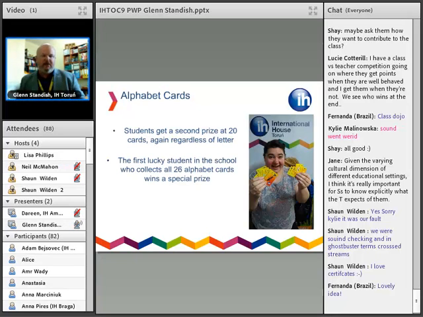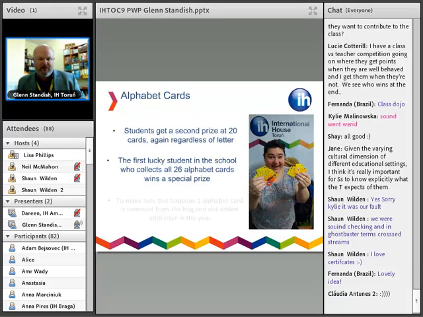But the first lucky student in each class who collects all 26 different alphabet cards, so the idea is they've got to swap their cards, gets a special prize. This may be like a board game or some toy of some sort.